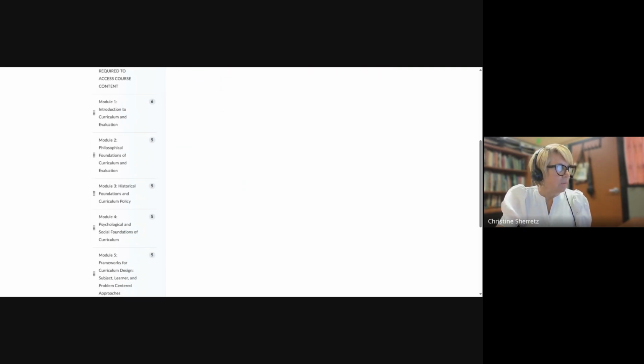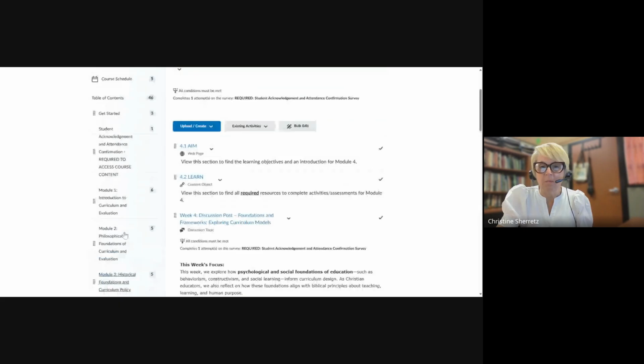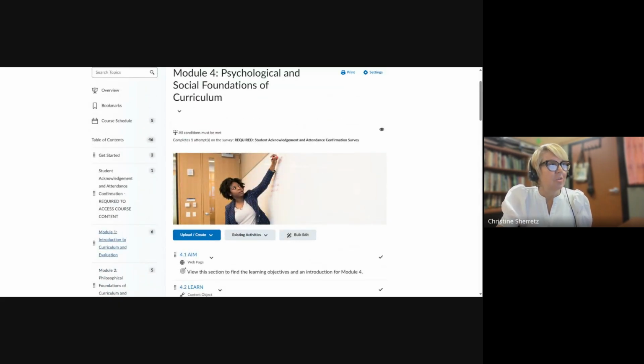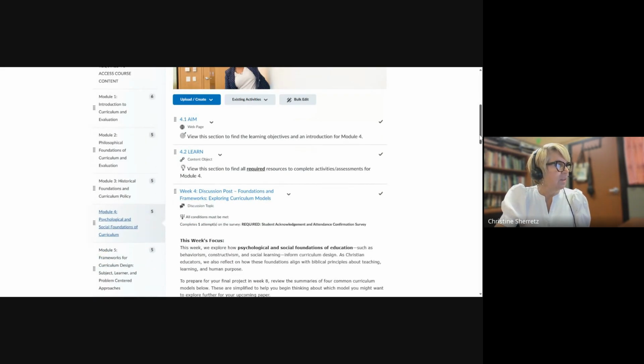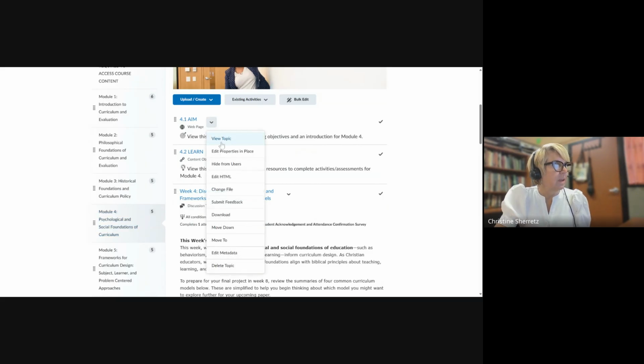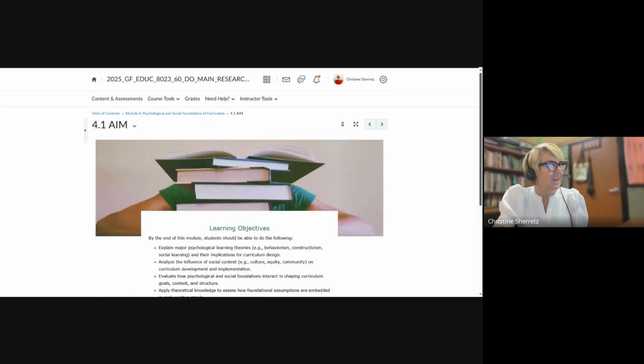This week, we're going to talk about Module 4, and that is psychological and social foundations of curriculum, because we need all of this in our understanding of our final project, which is going to be a paper where you're going to be evaluating a curriculum that you're familiar with. So that's kind of the big picture. Let's go to the AIM section and look at what we're going to be learning this week.